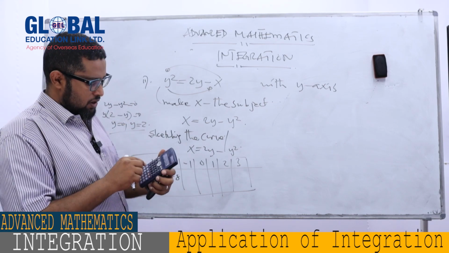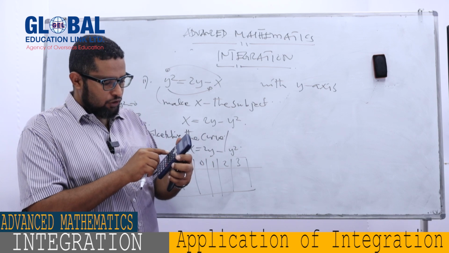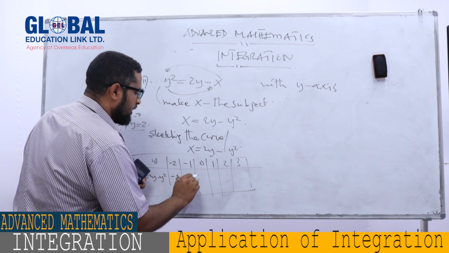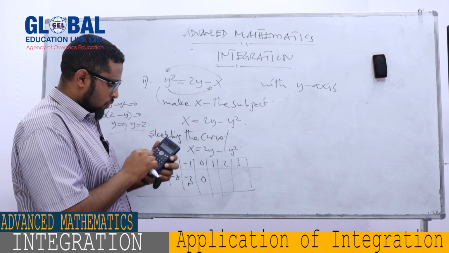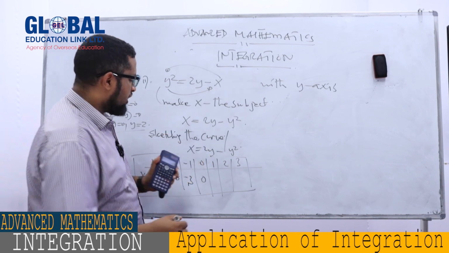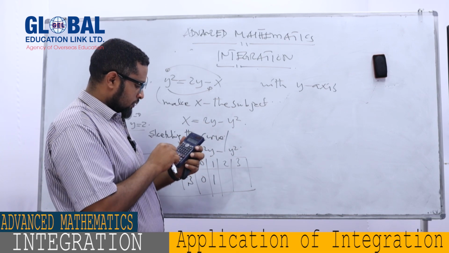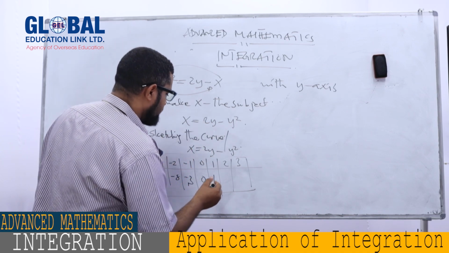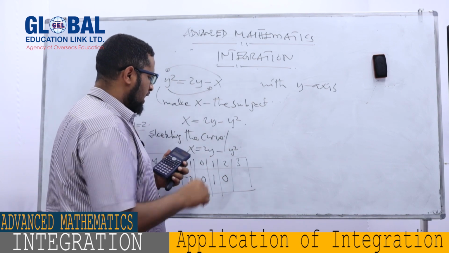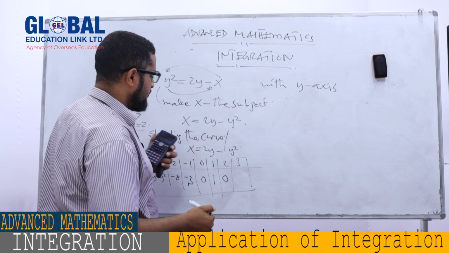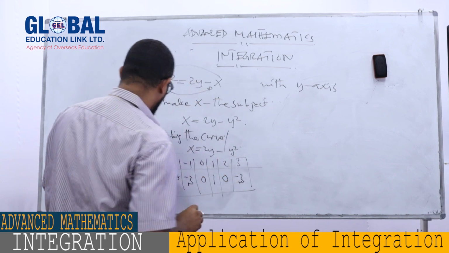Again, when the value of y is equal to negative 1, we obtain negative 3. Here we obtain 0. When y is equal to 1, we obtain 1. When equal to 2, we obtain 0. When again equal to 3, you will obtain negative 3.